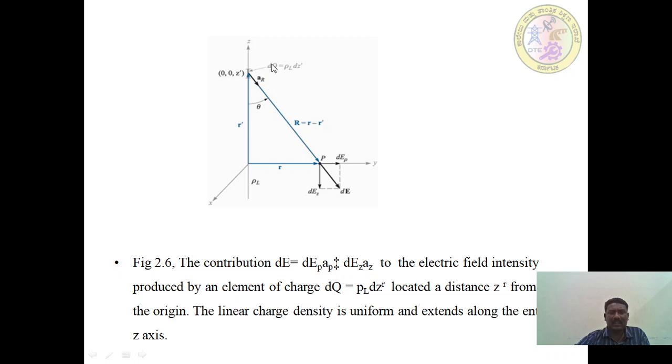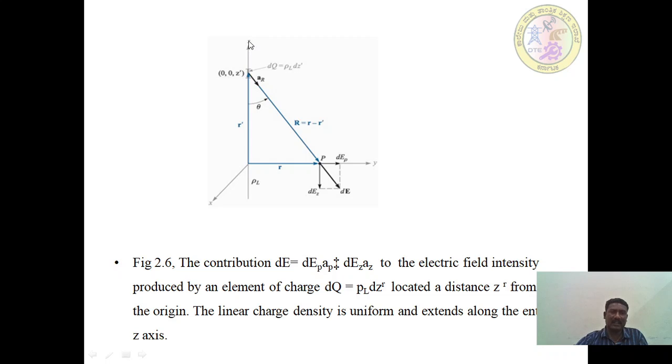dq is a small fraction of the line, or it is equivalent to a point charge, you can say, because a line is made up of point charges only. A line of charge is formed by a number of point charges. In the z axis we are taking a small fraction, that is dq, a differential charge over the line charge, because of this line charge in the z direction, rho L into dz.